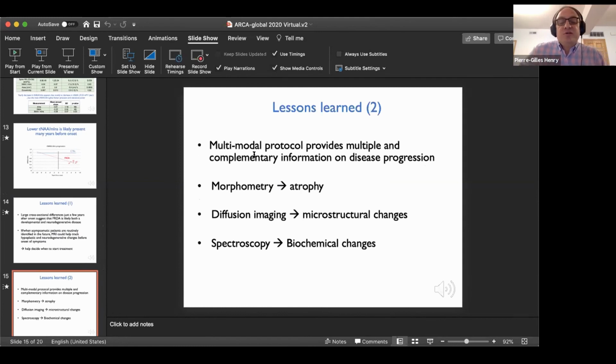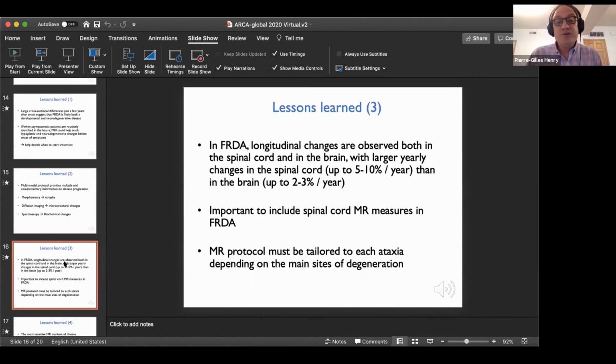Second lesson, the multimodal protocol provides multiple and complementary information on disease progression, with morphometry providing information on atrophy, and diffusion imaging on more microstructural changes, and spectroscopy on biochemical changes. And third, the longitudinal changes that we observe in the spinal cord.